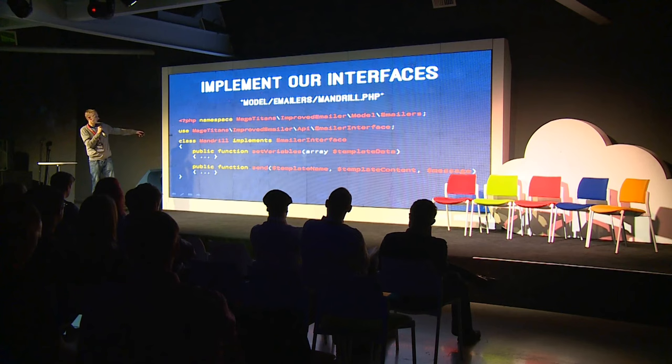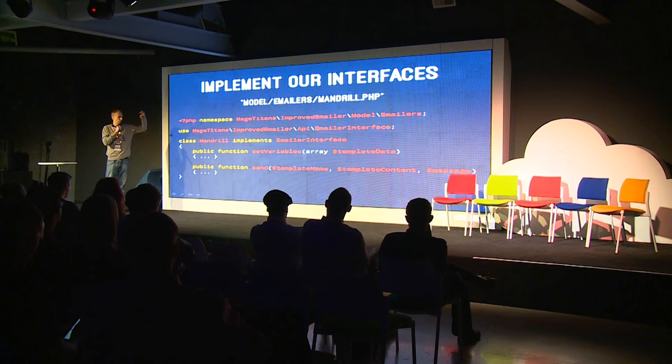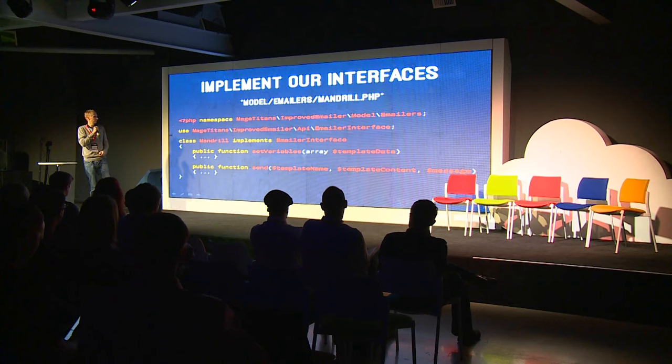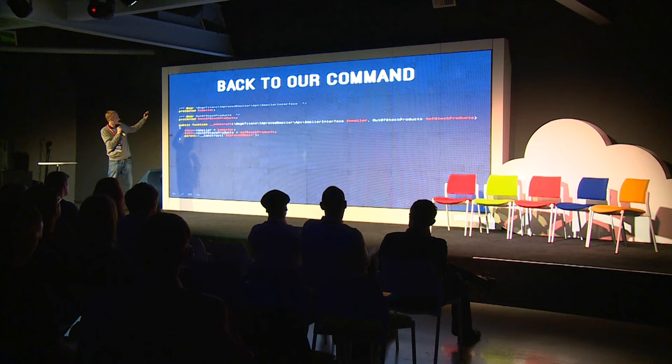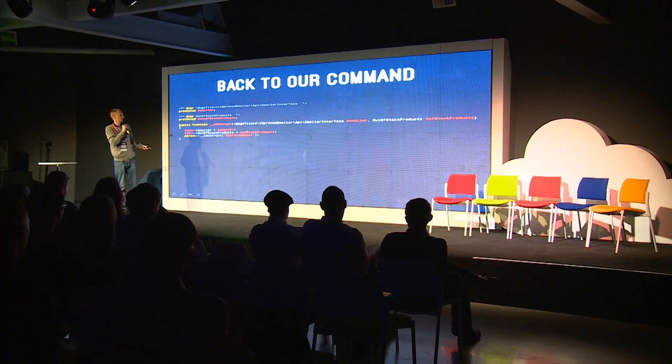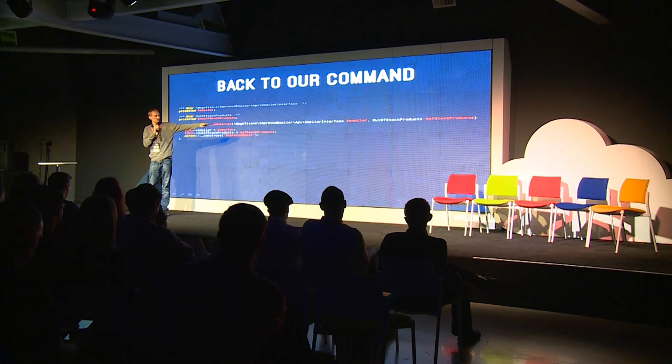And then using the exact same code from the horrible example, I just pasted it into the set variables that returns the array, and send just calls Mandrill send. I go back to our command, and I'm glad we've got quite a long string. So in our command handler itself, I have to implement a constructor, because we're going to start using dependency injection. Magento 2 uses dependency injection on the constructor instead of getters, which is really good. So inside of the constructor, I inject the type, the emailer interface, and assign that to emailer.